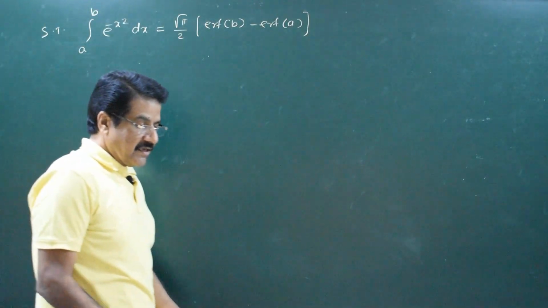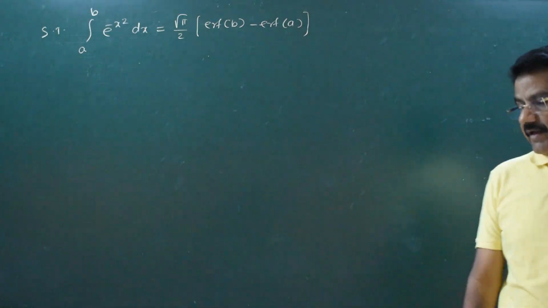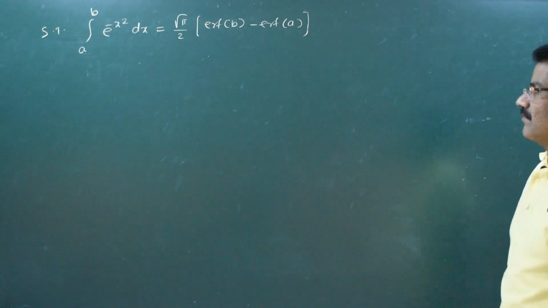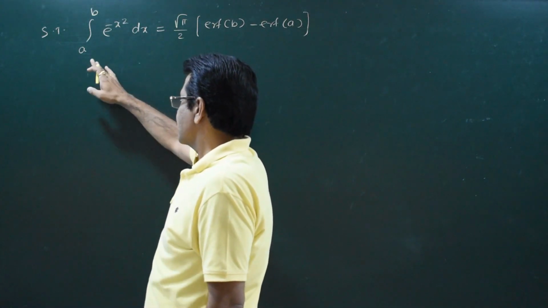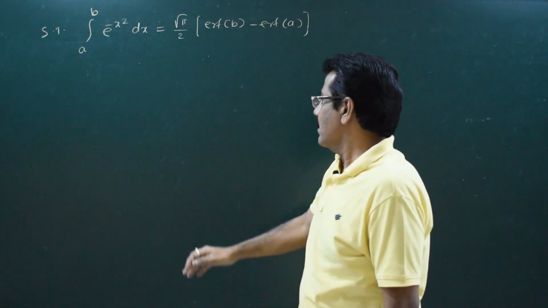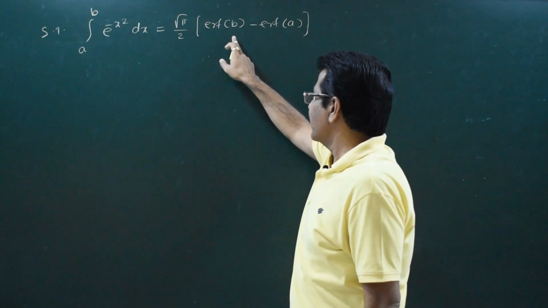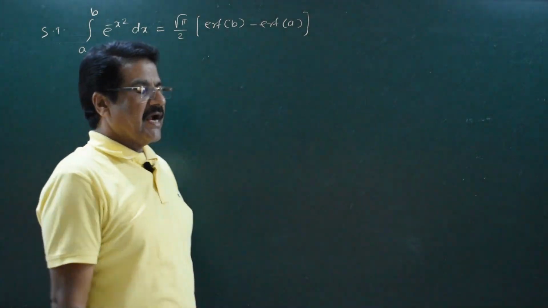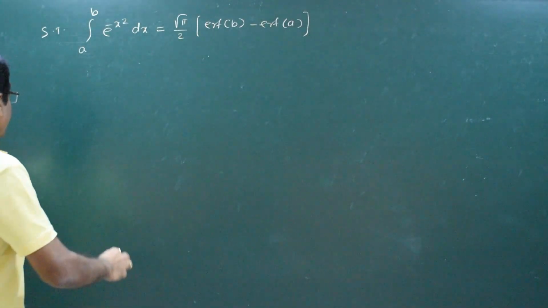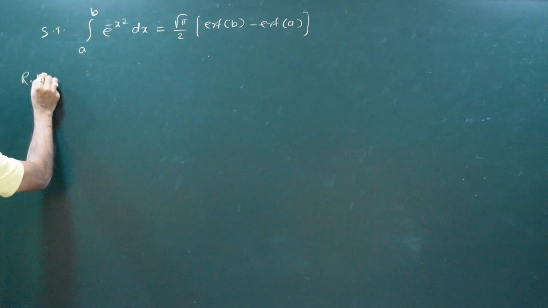Let us solve certain examples to understand the concept of error function in detail. First example is integration e raised to minus x square dx within the limits a to b is equal to root pi upon 2 into error function of b minus error function of a. Better to start from RHS. So let us start with RHS, which is easy to solve.